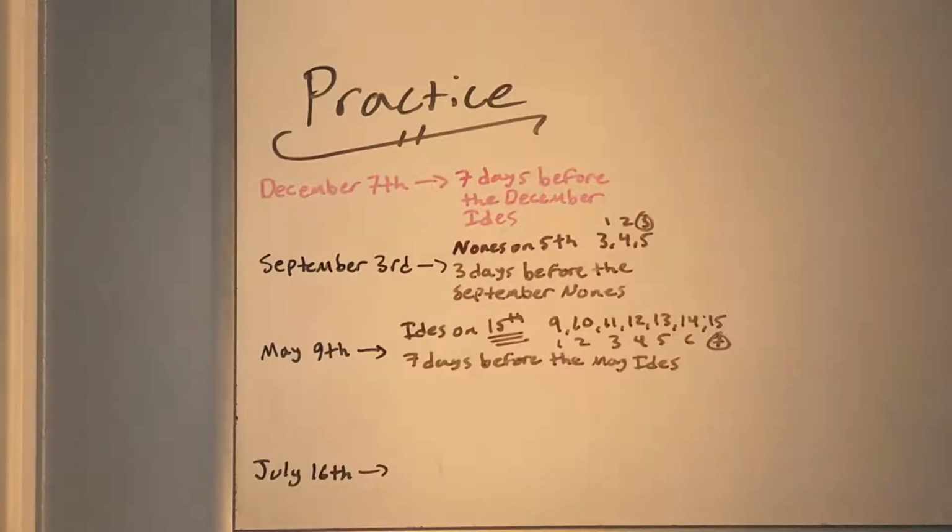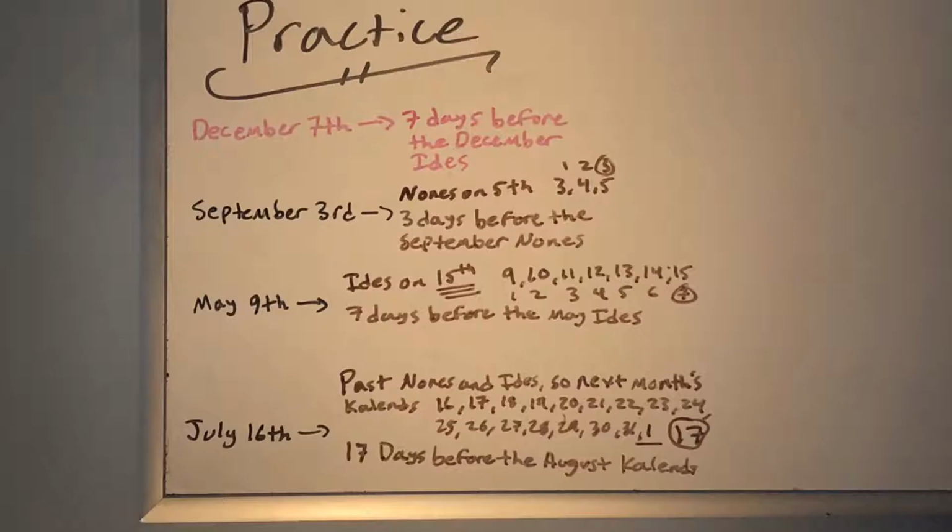Now let's move to May 9th. May is one of the Mama Joe months, so it has a later Ides on the 15th. So we start on the 9th, we count that as our first one, then the 10th, 11th, 12th, 13th, 14th, and 15th. All told, those are 7 days. So we would say that there are 7 days before the May Ides if this was May 9th.